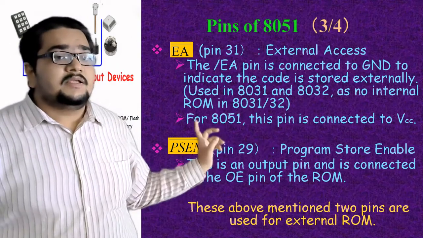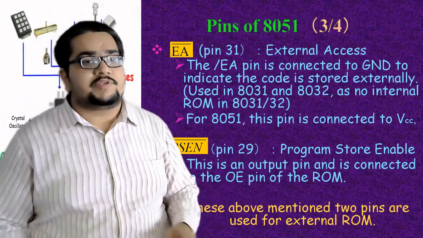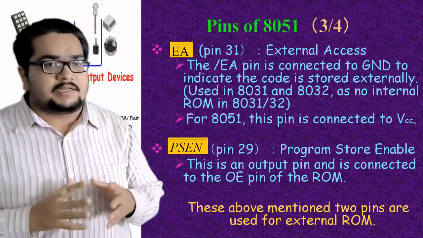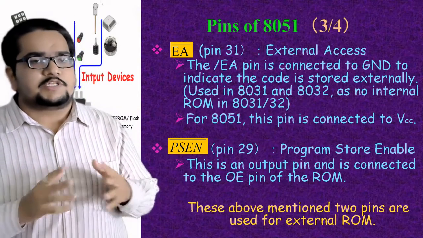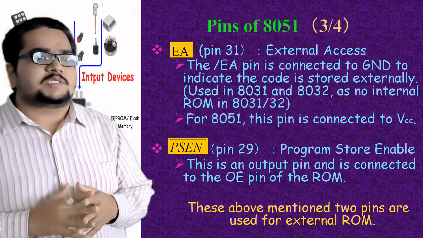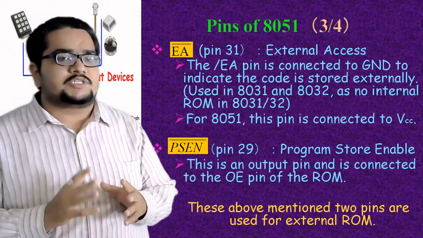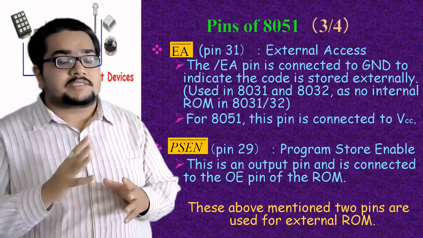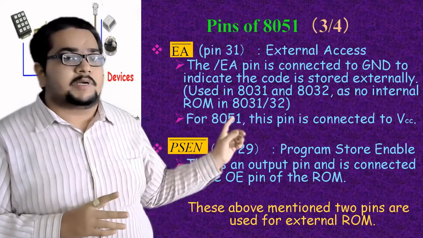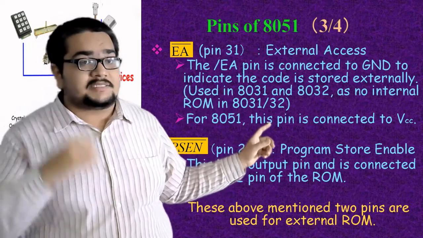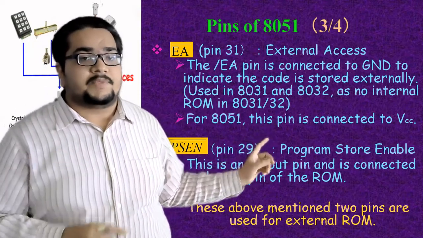For 8051, this pin has to be connected to VCC because here we have the internal ROM, but we can always extend that memory for 8051 externally also. So in cases where you have external memory connected to the 8051, and you want that external memory to be a ROM where you store your programs, at that time you have to connect this EA pin to ground to access that external ROM memory.